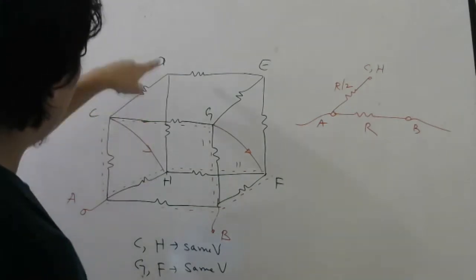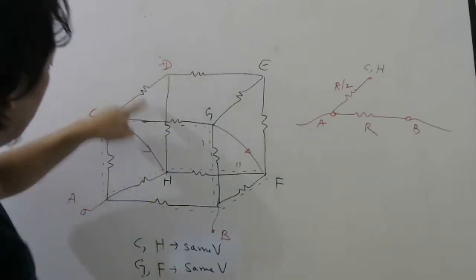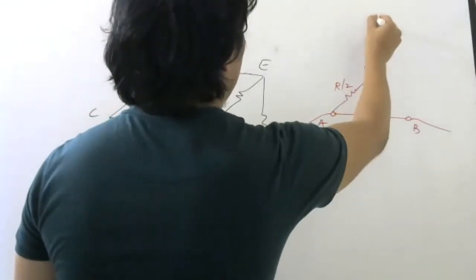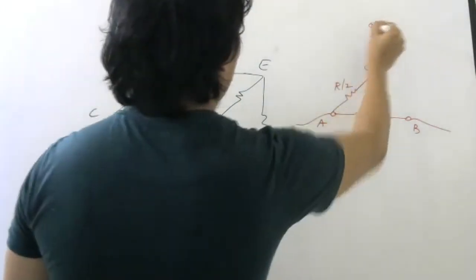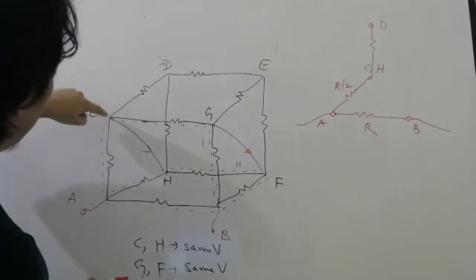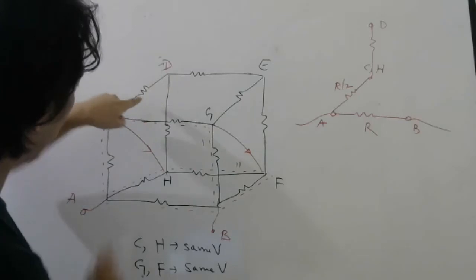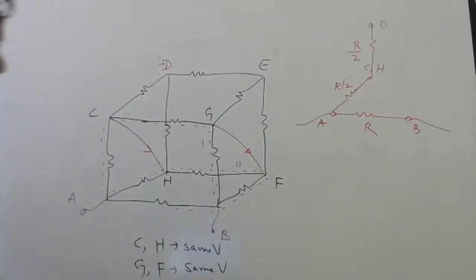Similarly, here, this is D. These two will be in parallel. So this is your D point, right? So this between C and D and between H and D, that is also R. So that will be also R by 2 in parallel.